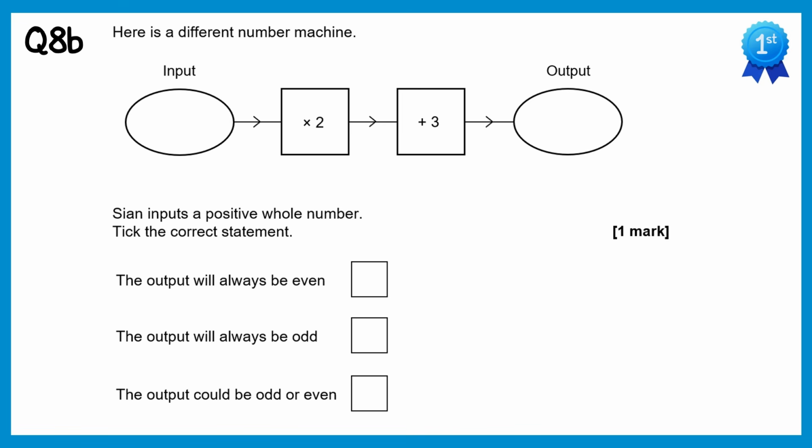When you input a number and you times it by 2, it won't matter what number you end up with, you're going to get an even number, since when you multiply any number by 2 it becomes even. Then we're going to add 3 to that, and if you add 3 to an even number, you'll always end up with an odd number. So it doesn't matter what you choose for your input here, your answer will always be odd. So the answer to this question is the output will always be odd.